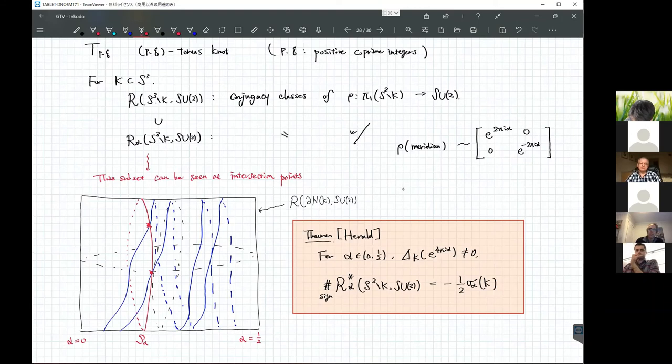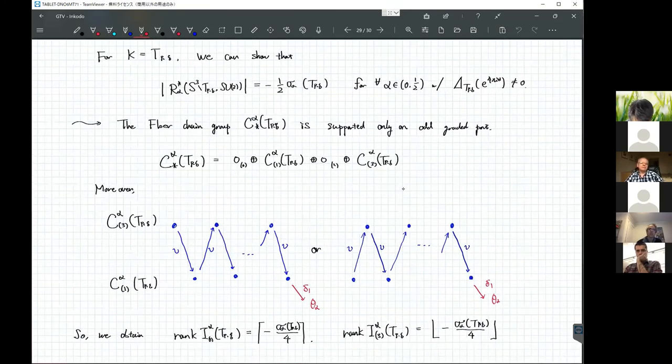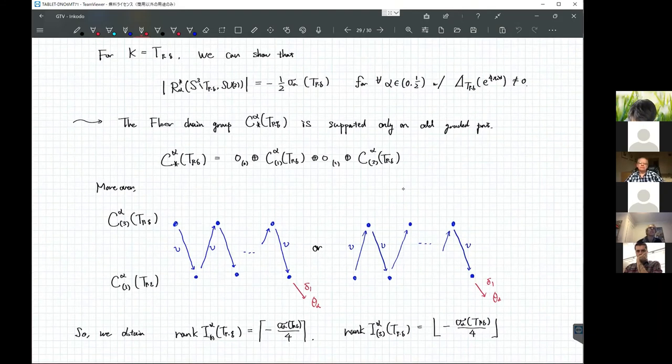The theorem by Herald is that if these intersections are transversal, then there is a sign counting of the irreducible part of this character variety, and this sign counting coincides with minus half of the Tristram-Levine signature. The special property for torus knots is that the absolute counting of this character variety is equal to minus half of the Tristram-Levine signature. This holds when alpha avoids the roots of the Alexander polynomial.